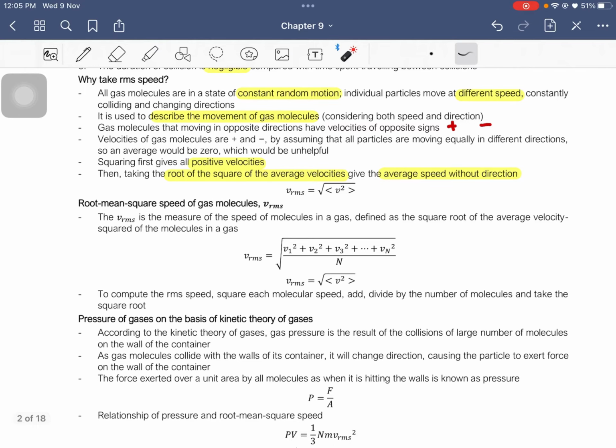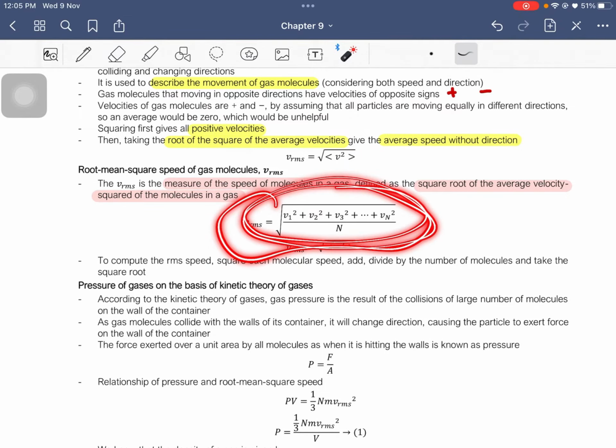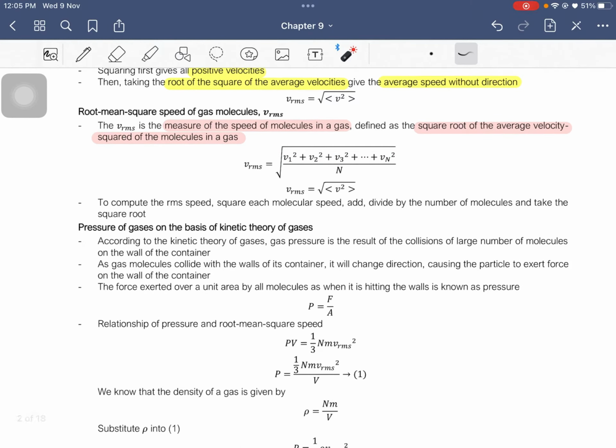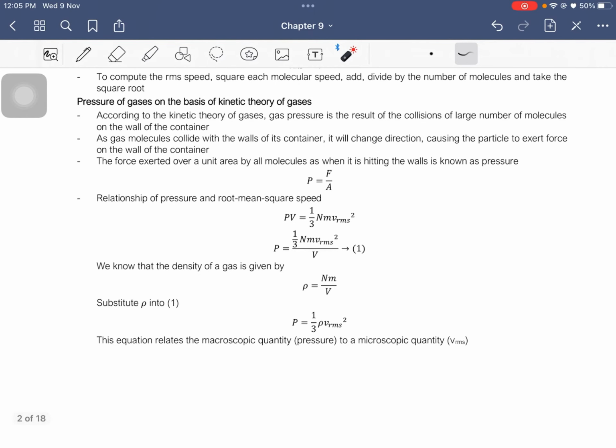Root mean square speed of gas molecules is a measure of the speed of molecules in a gas. It is defined as the square root of the average velocity squared of the molecules in a gas. So this is the equation. It depends on how many velocities there are. Kalau ada 3 aja, kalau ada 8, tambah lagi sampai 8 tu. So to compute this RMS speed, we have to square each molecular speed, then divide by the number of molecules and then take the square root. Macam kita cari average gitulah. Okay, so that is on RMS speed.